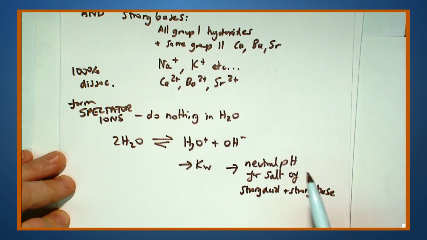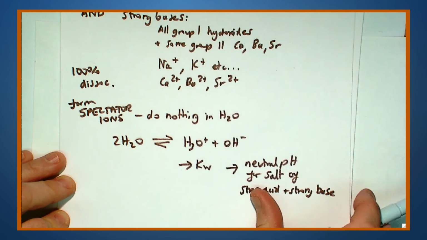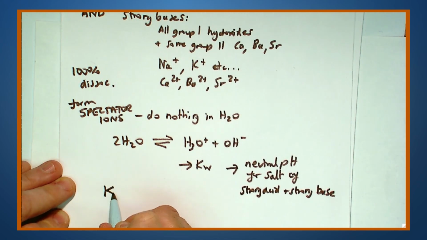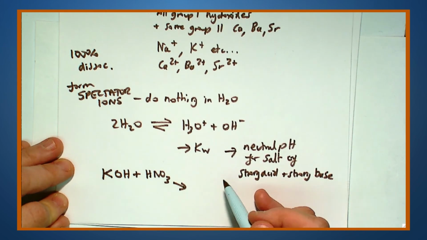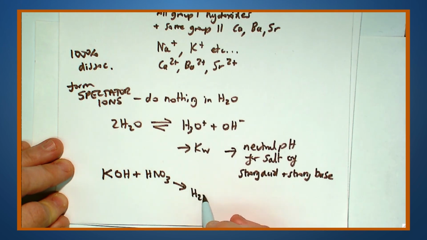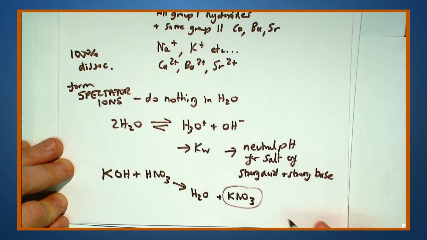As an example, let's just take one of these up here. Let's say we take potassium hydroxide and add it to nitric acid. There's my reaction. What are we going to make? We're going to make water and potassium nitrate. So this is the type of salt we're talking about. Strong acid, strong base salt. This is going to have a pH equal to 7.